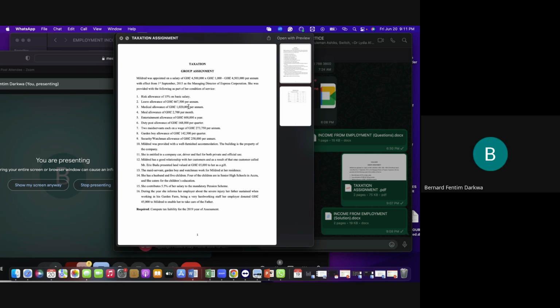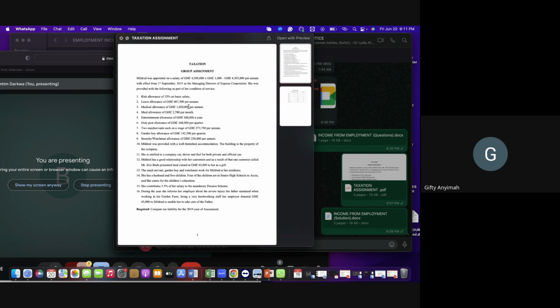You can leave the figures and just mention the items. Medical allowance per annum. Meal allowance per month. Entertainment allowance a year. You see that here, the entertainment has no accountability to it, so it means that it's part of the cash allowance. Duty post allowance per quarter. Two maid servants, each on a wage.